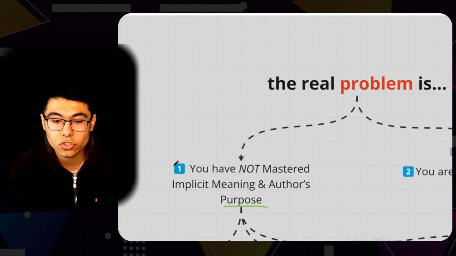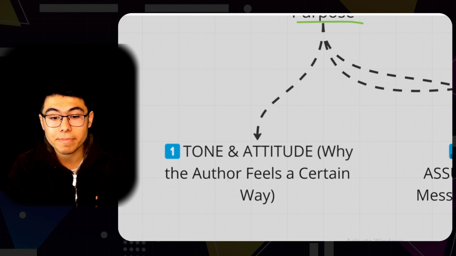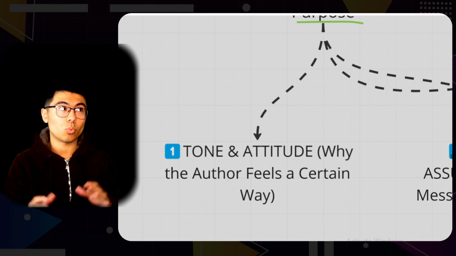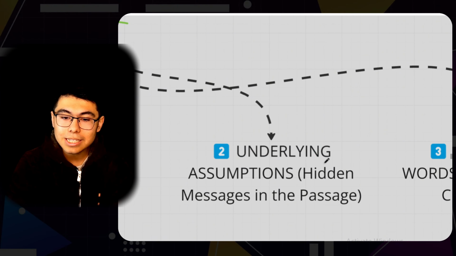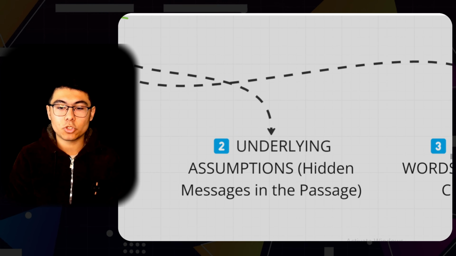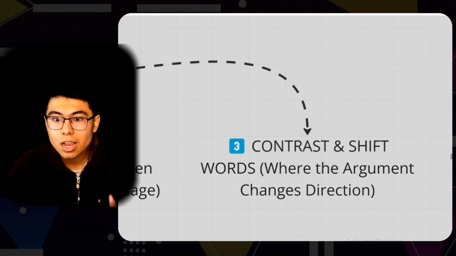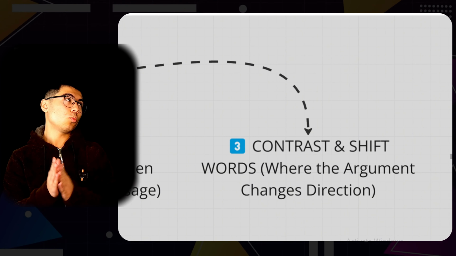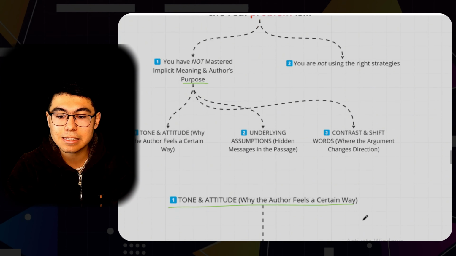So firstly, let's master implicit meaning and author's purpose. In order to master it, you need to understand tone and attitudes, which is why the author feels a certain way. Secondly, you need to understand underlying assumptions. These are hidden messages in the text. Next up, we will cover contrast and shift words. It's usually where the argument changes its direction. Now let's first start off with tone and attitude. Why the author feels a certain way.